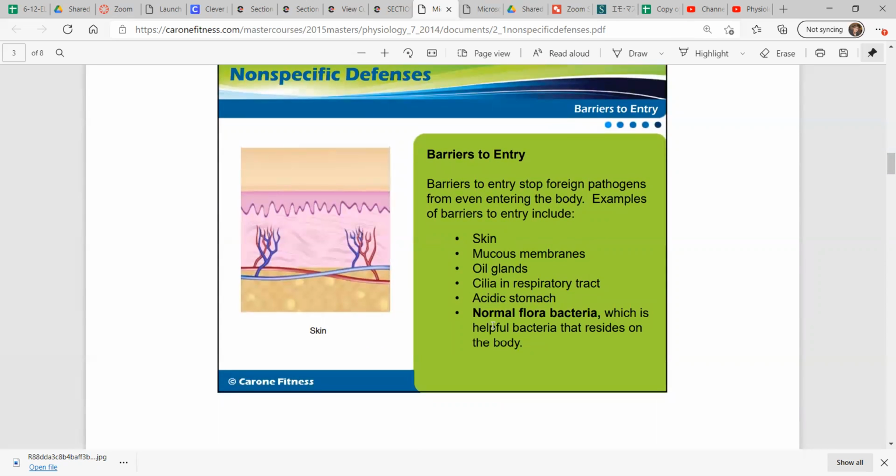Barriers to entry. Barriers to entry stop foreign pathogens from ever entering the body. So here are some examples of barriers: your skin, mucous membranes, oil glands, cilia and respiratory tract, acidic stomach, normal flora bacteria, which is helpful bacteria that resides in the body.